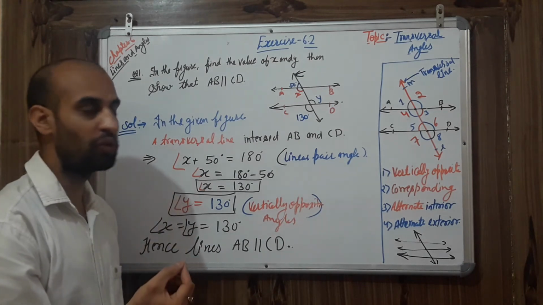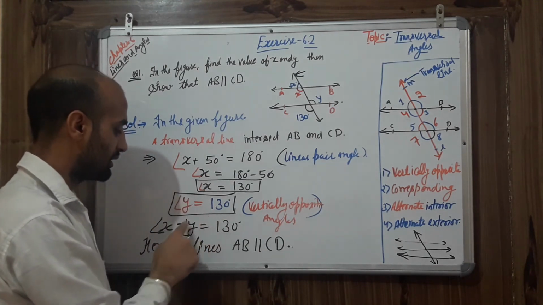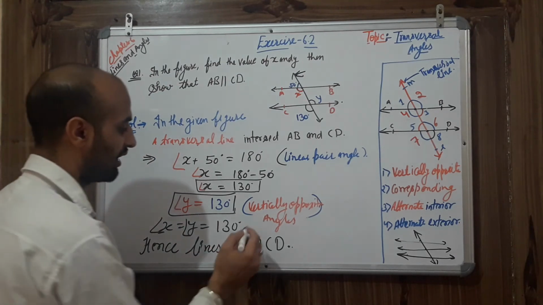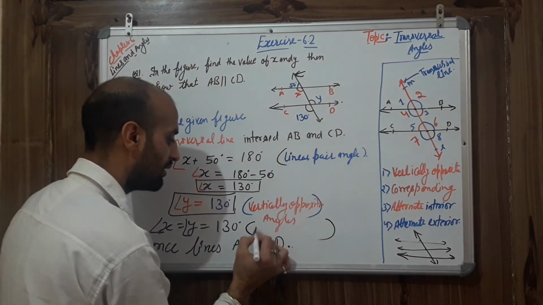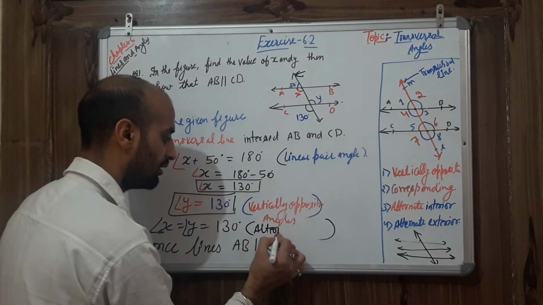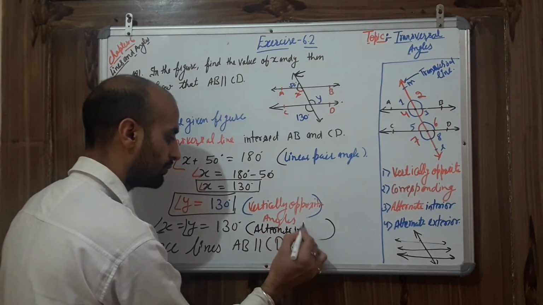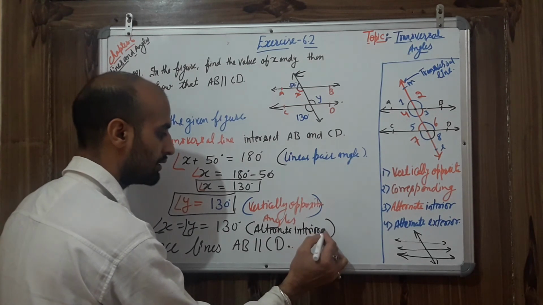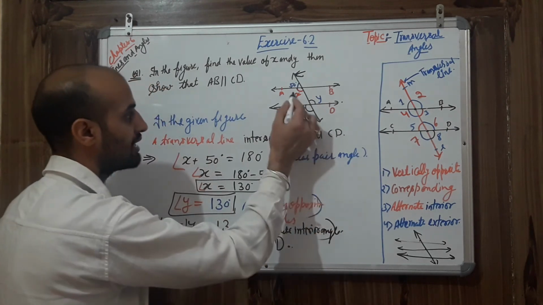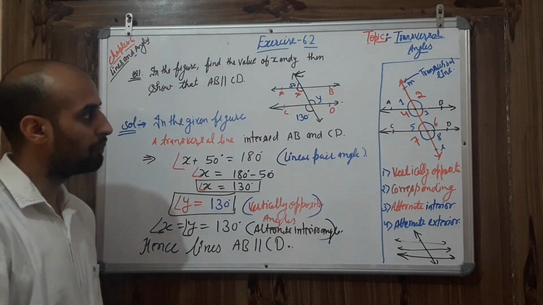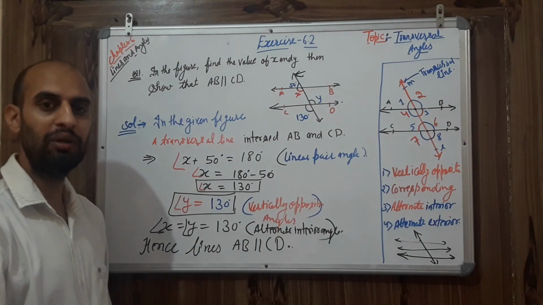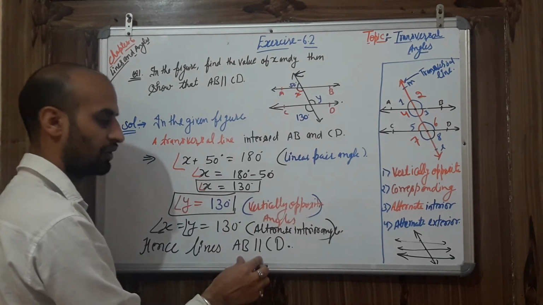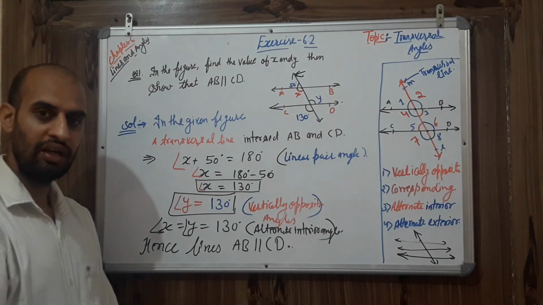Once you are able to prove x is equals to y, then you are saying in this way, they are alternate interior angles. Which type of angle they are? They are alternate interior angles. You can even check x and y are alternate interior, and if alternate interior angles in between a transversal are equal, so the lines given to you are parallel. So this is the question number 1. I hope it is clear to you.